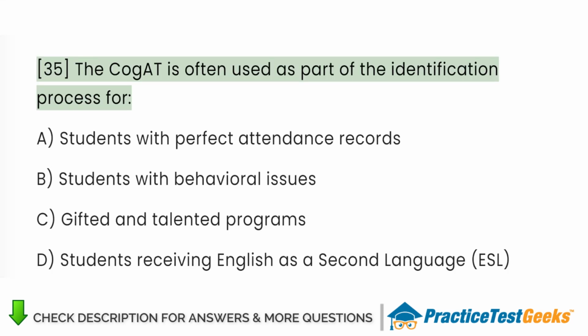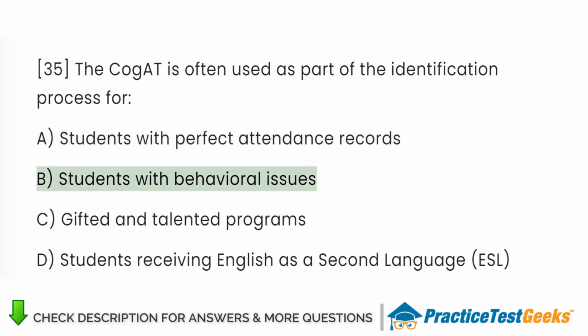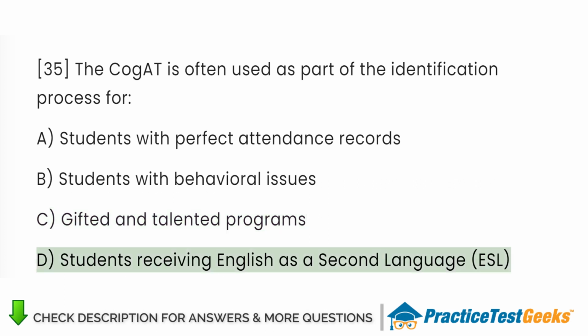The CogAT is often used as part of the identification process for A. Students with perfect attendance records. B. Students with behavioral issues. C. Gifted and talented programs. D. Students receiving English as a second language (ESL).